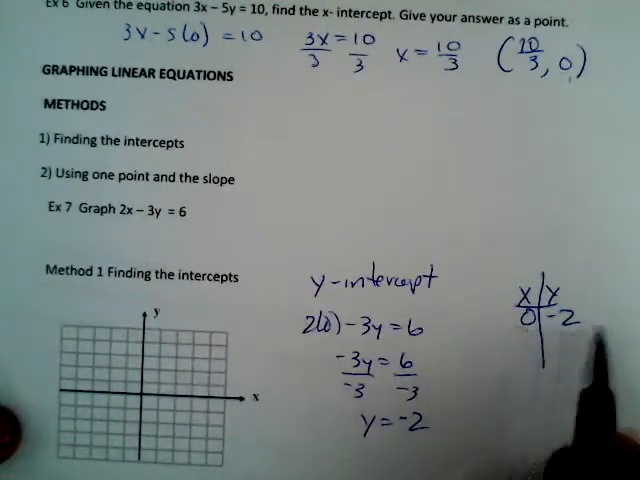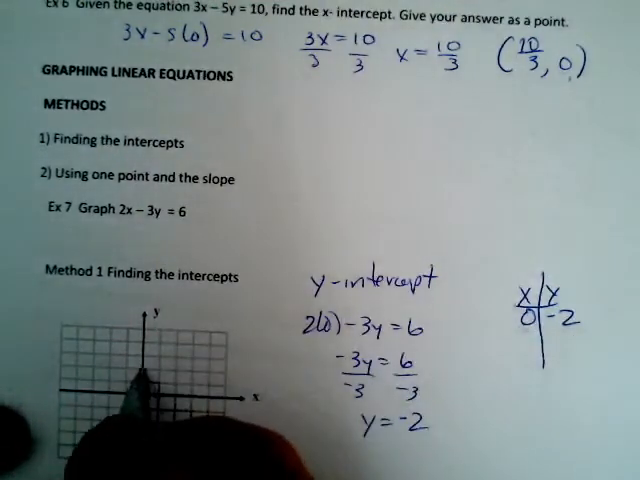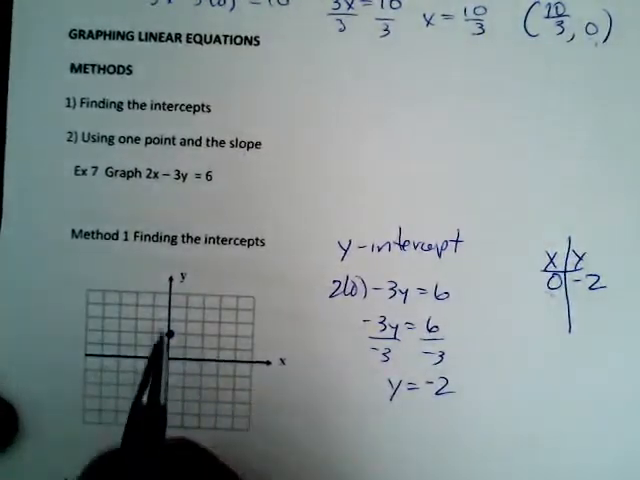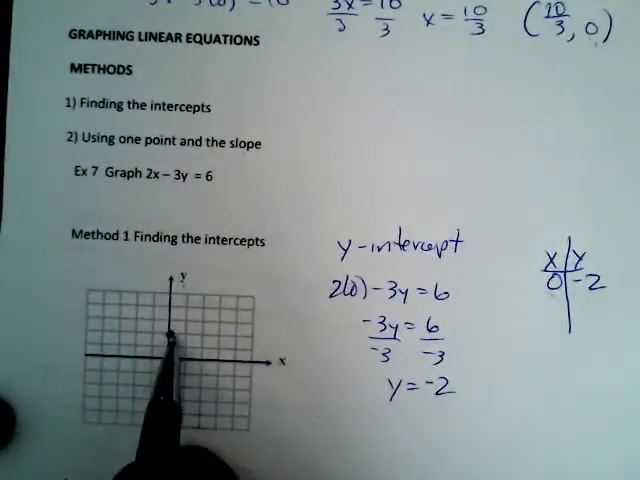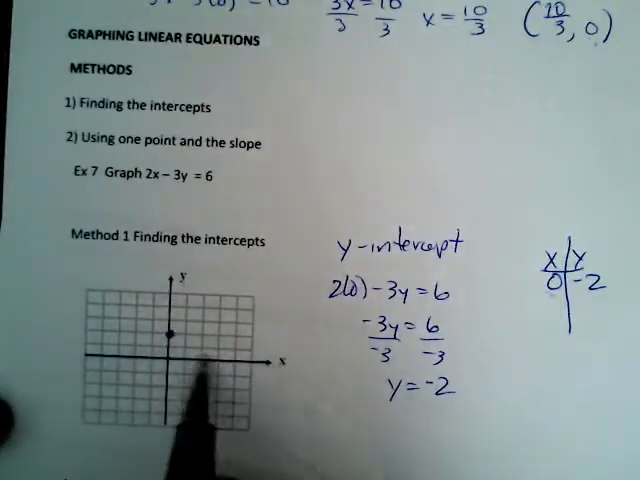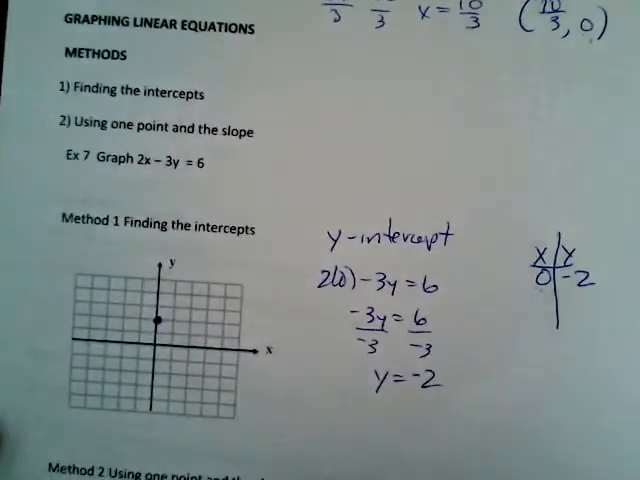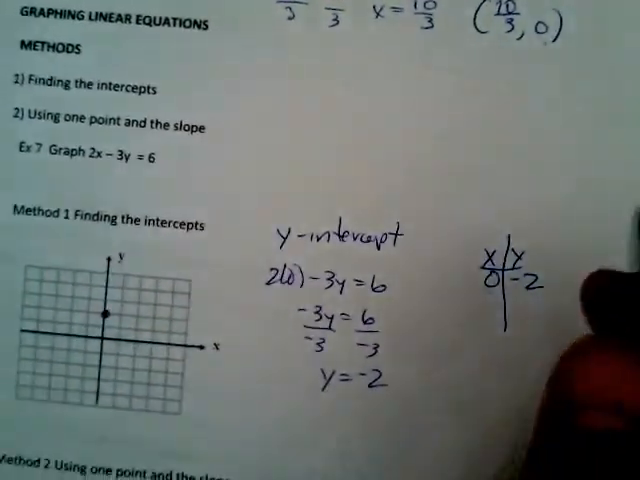Here, you want the x to be 0, and 0, -2 on your graph is right there. Don't get them backwards. Look, it has a y on it. Y-intercept. Y-intercept. The x-intercept is going to go on this axis. I see students get that backwards all the time. So don't let that be you.